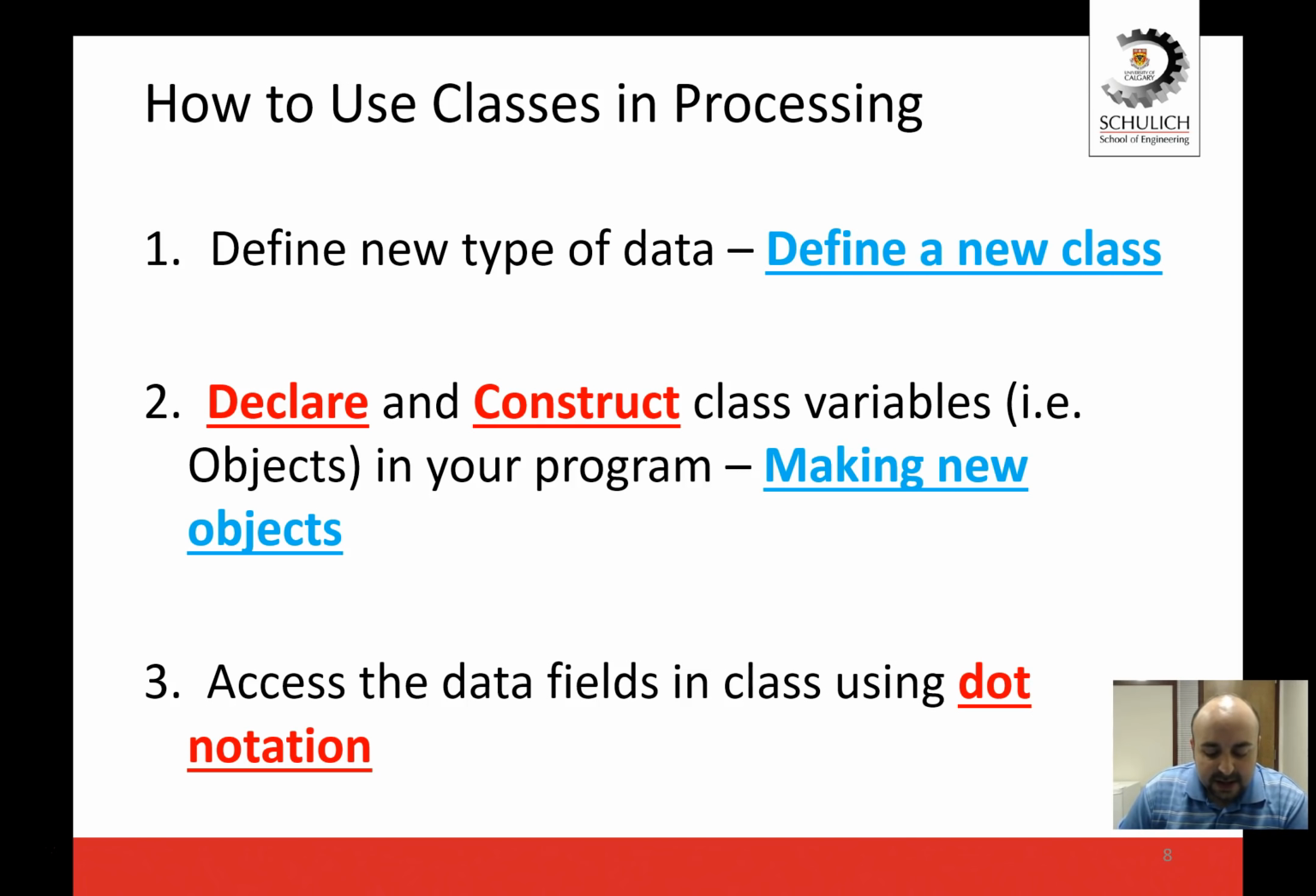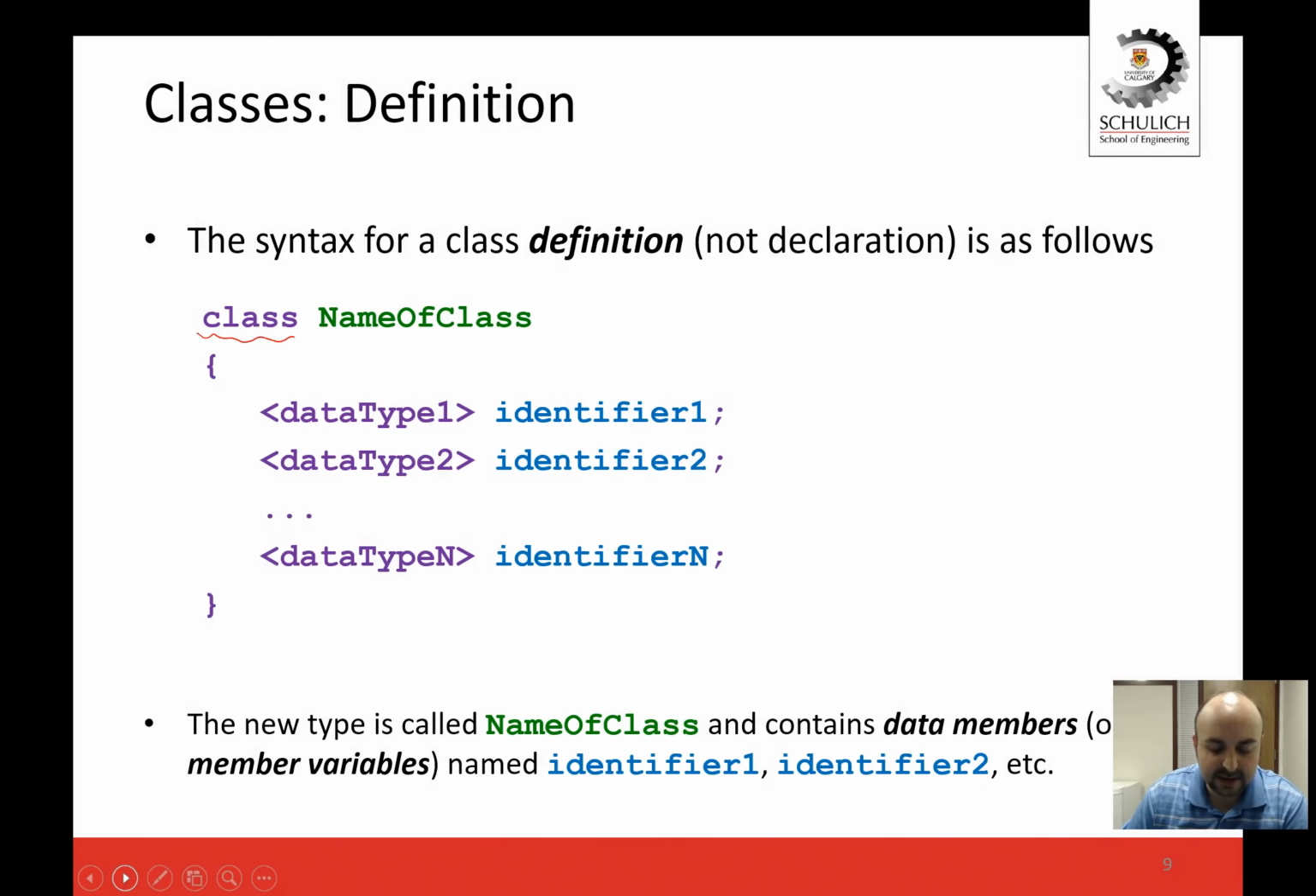And third is to access data inside the class or inside the particular object that you make using the dot notation or the dot operator, which we are familiar with. So let's go through this and let's see a few examples so that it is clear for everybody.